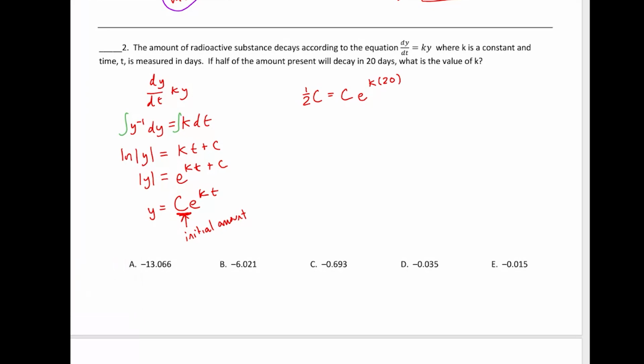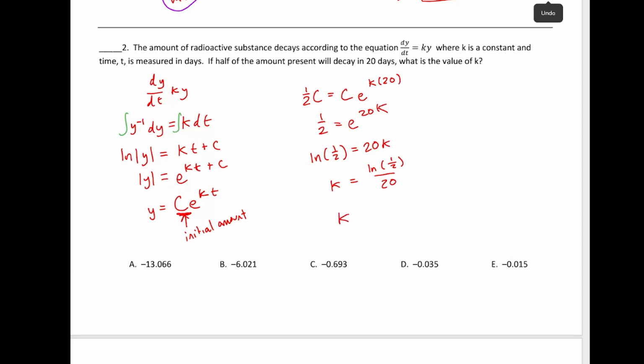So we can actually divide both sides by c here and get 1/2 equals e to the 20k. Now we can take the natural log of both sides, get the natural log of 1/2 equals 20k. So k should be natural log of 1/2 divided by 20. This is going to be something I'll type into the calculator, so I'm going to do that off to the side here. Natural log of 0.5 divided by 20.